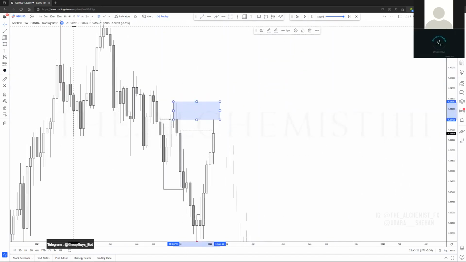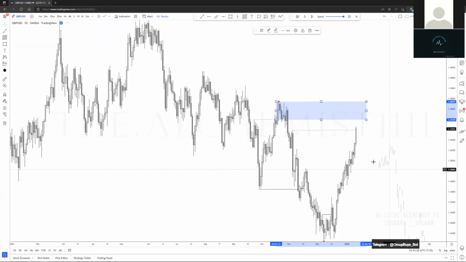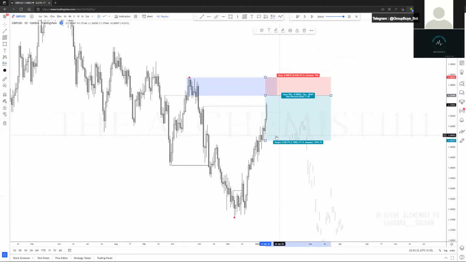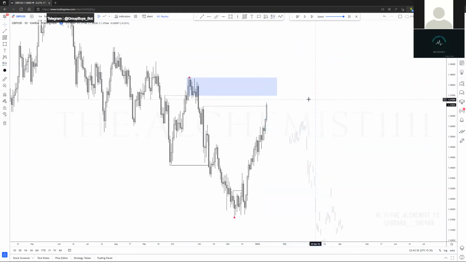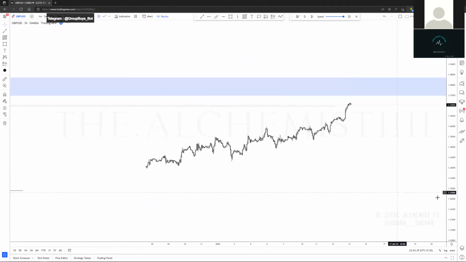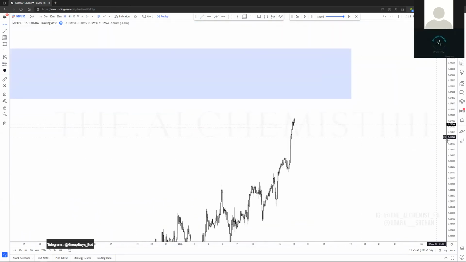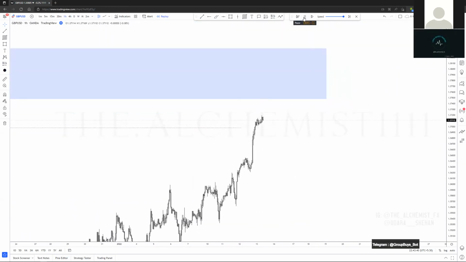Now what you do is, let's see. Are you going to sell it in here with your stop loss above that high and target this? No. 87 pips. Too much. You don't want that, right? Then what we do is we wait until price gets inside of that. Okay, let's wait for a confirmation.